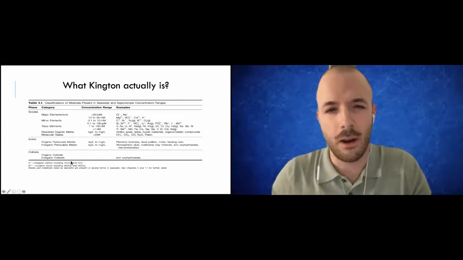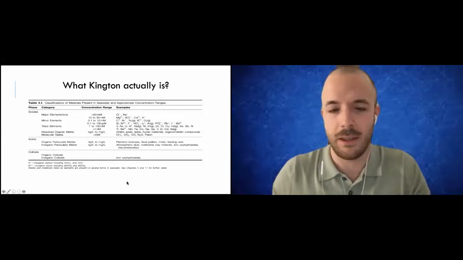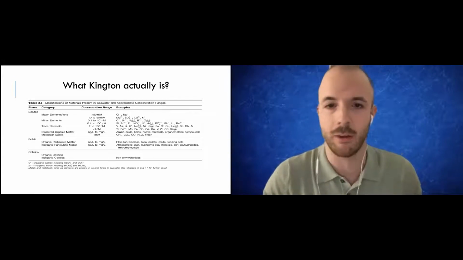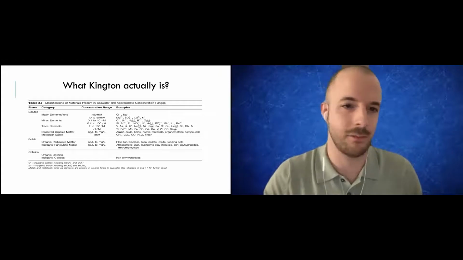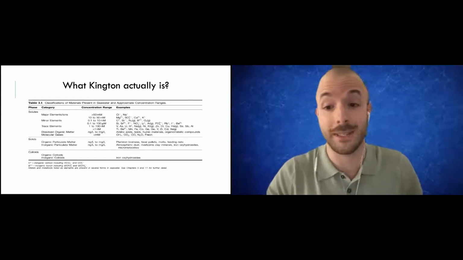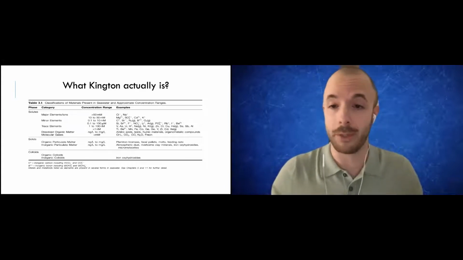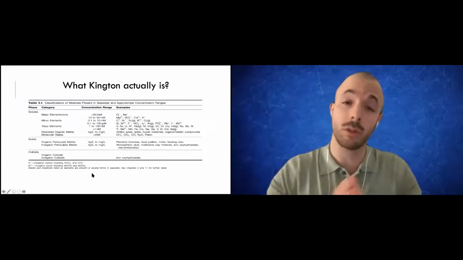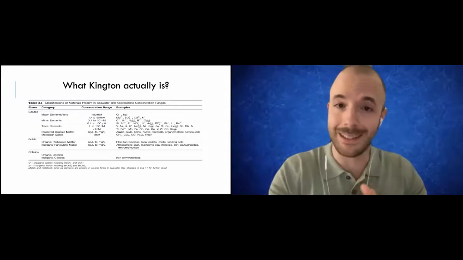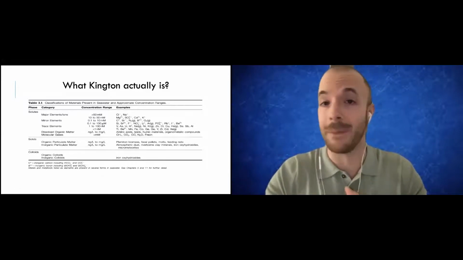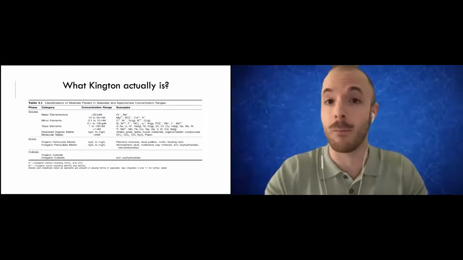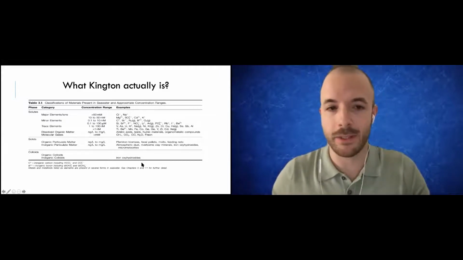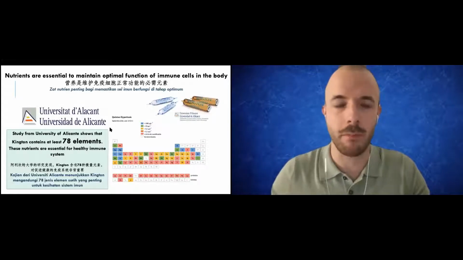KIngton is a very complex substance that consists of a mixture of major elements or major minerals like chloride, sodium, magnesium, calcium, potassium, etc. Minor and trace elements like zinc, copper, molybdenum, vanadium, manganese, etc. But also, apart from minerals, in KIngton we have proteins, amino acids, lipids, carbohydrates, and even vitamins. So I think this is important to know and always to remember.